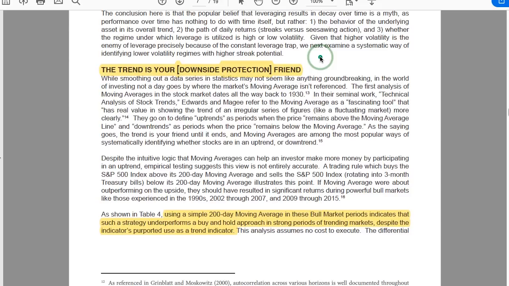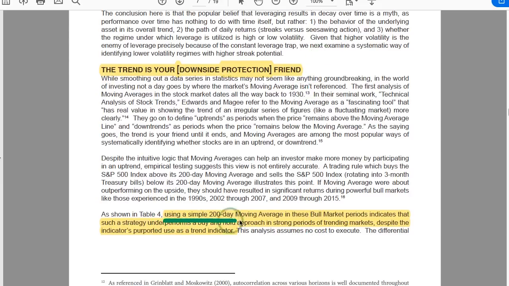This is kind of like the chart I showed in the weekly market review and outlook. When the salmon are running, we need to feast and we need to fatten up. When the salmon are not running, I used a bear as an example, we need to hibernate, rest up, and have enough profits from when the times were good to survive when the times are bad. So the trend is your downside protection friend.